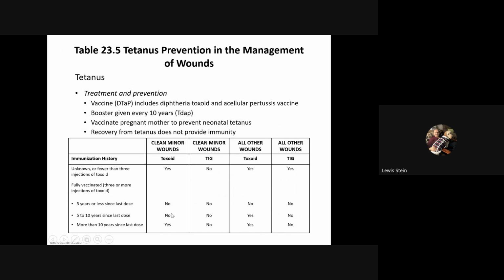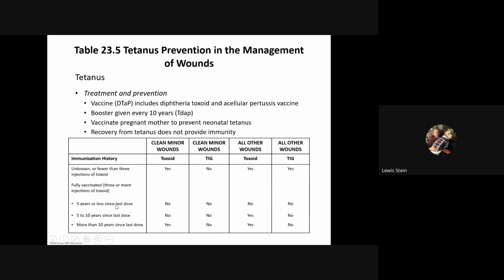But the reality is, I bet you in the 5 to 10, if it was me, my patient, 5 to 10, I'd go for this tetanus shot. Immune globulin, it's clean and minor. You don't have to worry about it. All other wounds, 90, 95, 98% of wounds are clean, minor wounds. If they're unknown, you're always going to give the toxoid and you're always going to give the immune globulin.